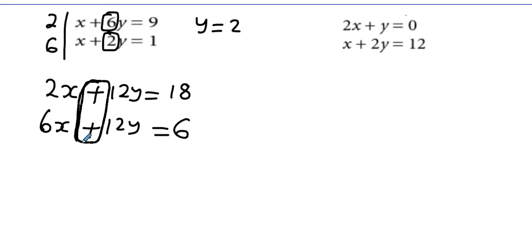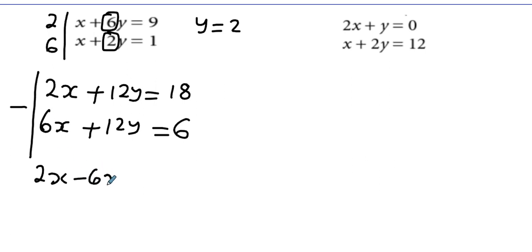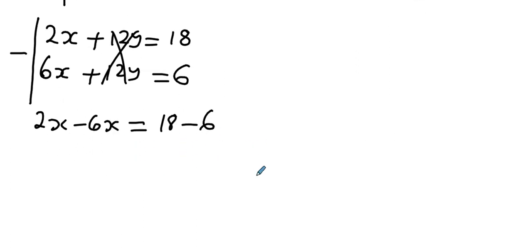Numbers are the same. How about the signs? The signs on y are also the same. So what are we going to do? Since these signs on y are the same and the numbers are the same, we can subtract. Same signs, subtract. So this will be 2x minus 6x, but 12y minus 12y simply cancels, equals 18 minus 6. See that?